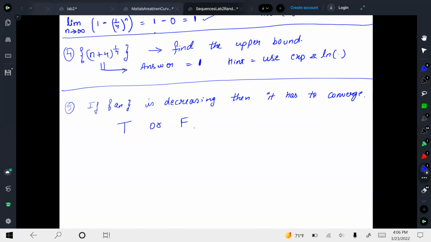Remember, convergence means you have a sequence given, and that will give you some number when you have n as a very large number. So that's the meaning of convergence. It is going to converge to a specific real number. So do you think every sequence which is decreasing will converge to a specific number?